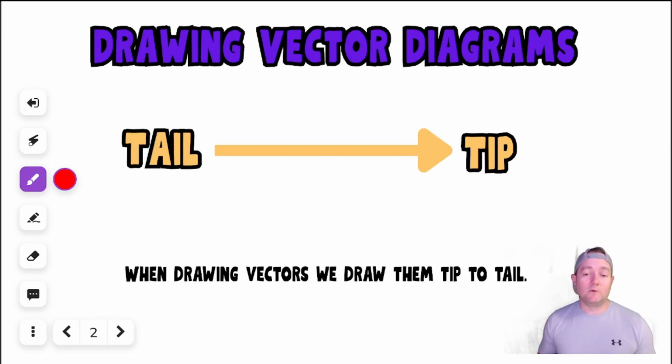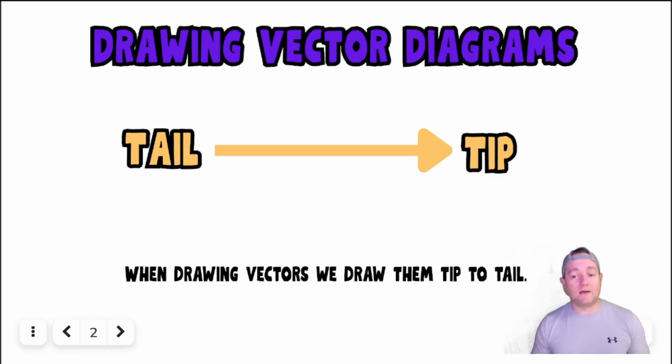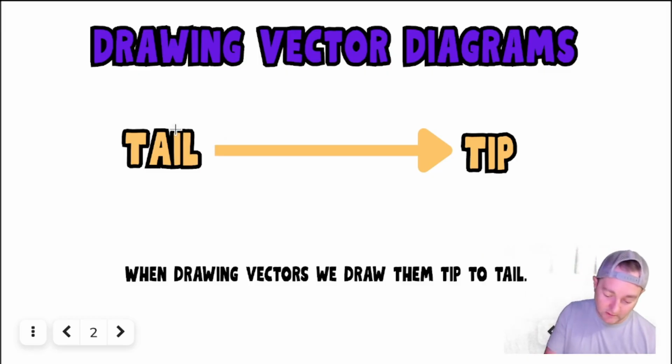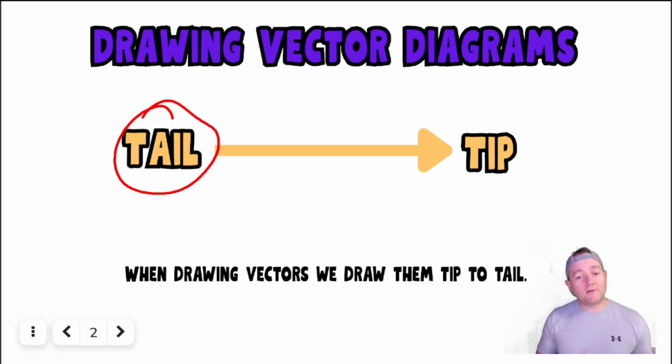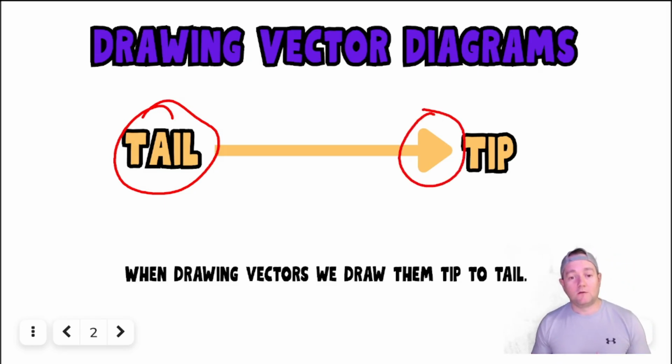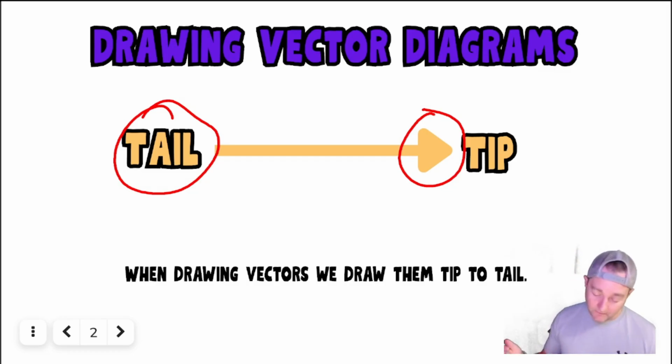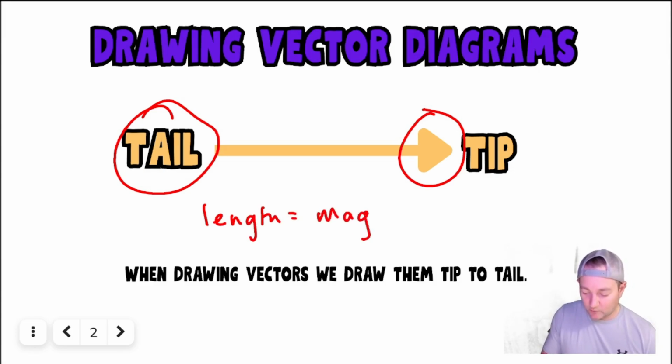So first thing we need to do is we got to be able to know the anatomy of an arrow. So every arrow has a tail and it has a tip. So this is your tail over here, and that's the beginning. When we draw our arrow, we always draw the tail first. And then, of course, the tip is the arrowhead. And the length of the arrow equals the magnitude. So remember the word magnitude.